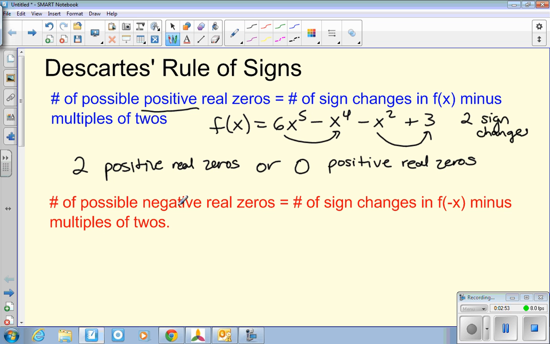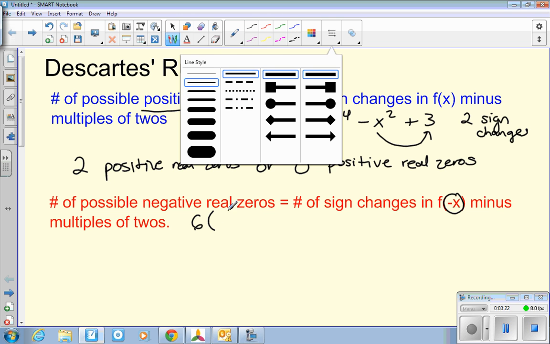Now, to find the number of negative zeros, we're not going to look at f of x anymore. We're actually going to look at f of negative x. And you might be wondering, well, what does that mean? It means exactly that. See how the negative x is in the parentheses? We're going to plug in negative x up here for x and see what happens to our function. So now I'm going to have 6, but instead of x, I'm going to write in negative x.